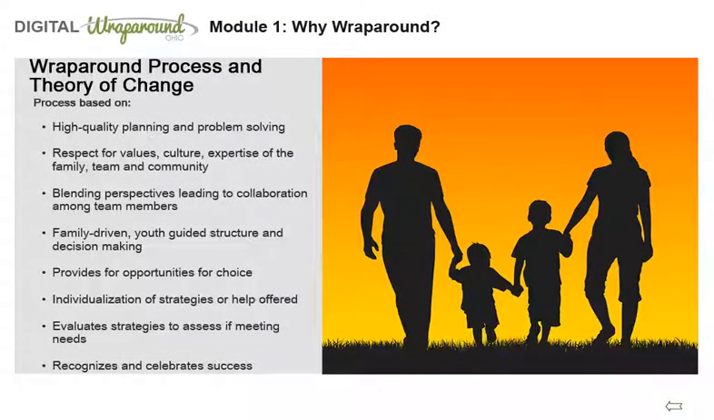Wraparound process and theory of change. The wraparound process is based on principles and phases and activities of the process. When it is offered to families consistent with the model, it is characterized by high-quality planning and problem-solving, respect for values, culture, expertise of the family, team, and community, blending perspectives leading to collaboration among team members, family-driven, youth-guided structure and decision-making, provides for opportunities for choice, individualization of strategies or help offered, evaluate strategies to assess if meeting needs, recognizes and celebrates success.